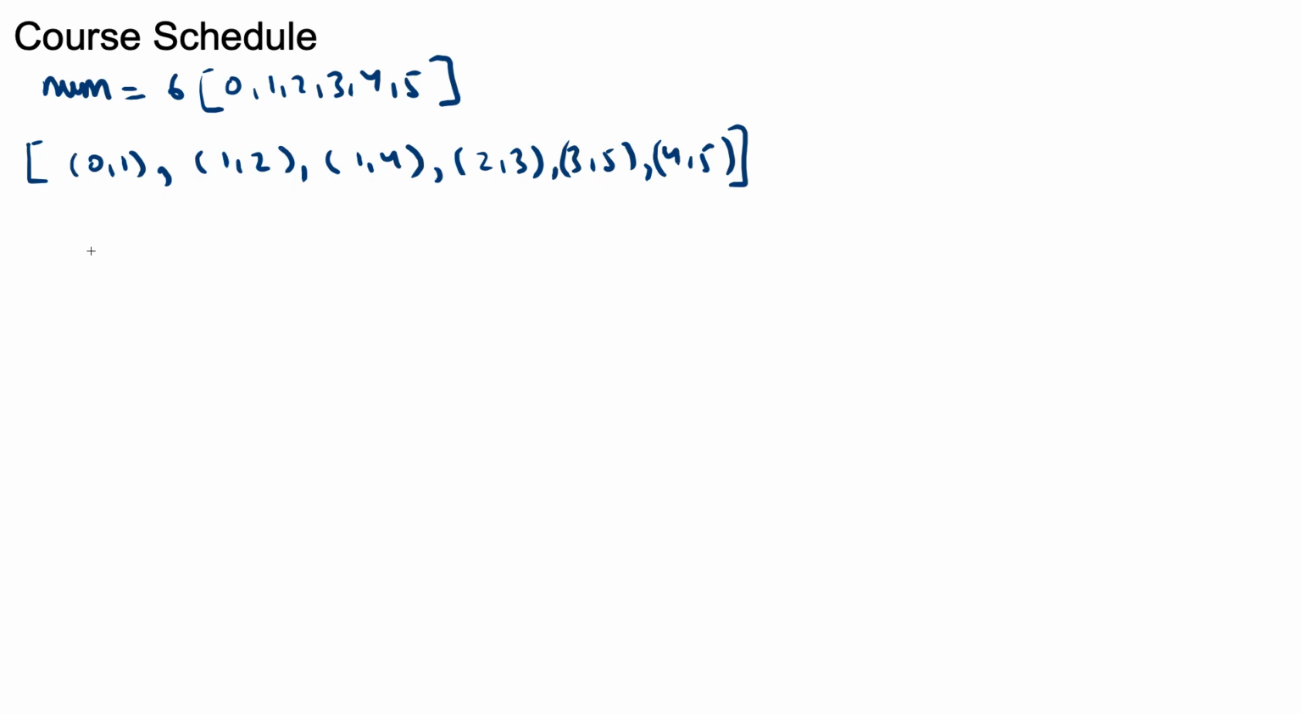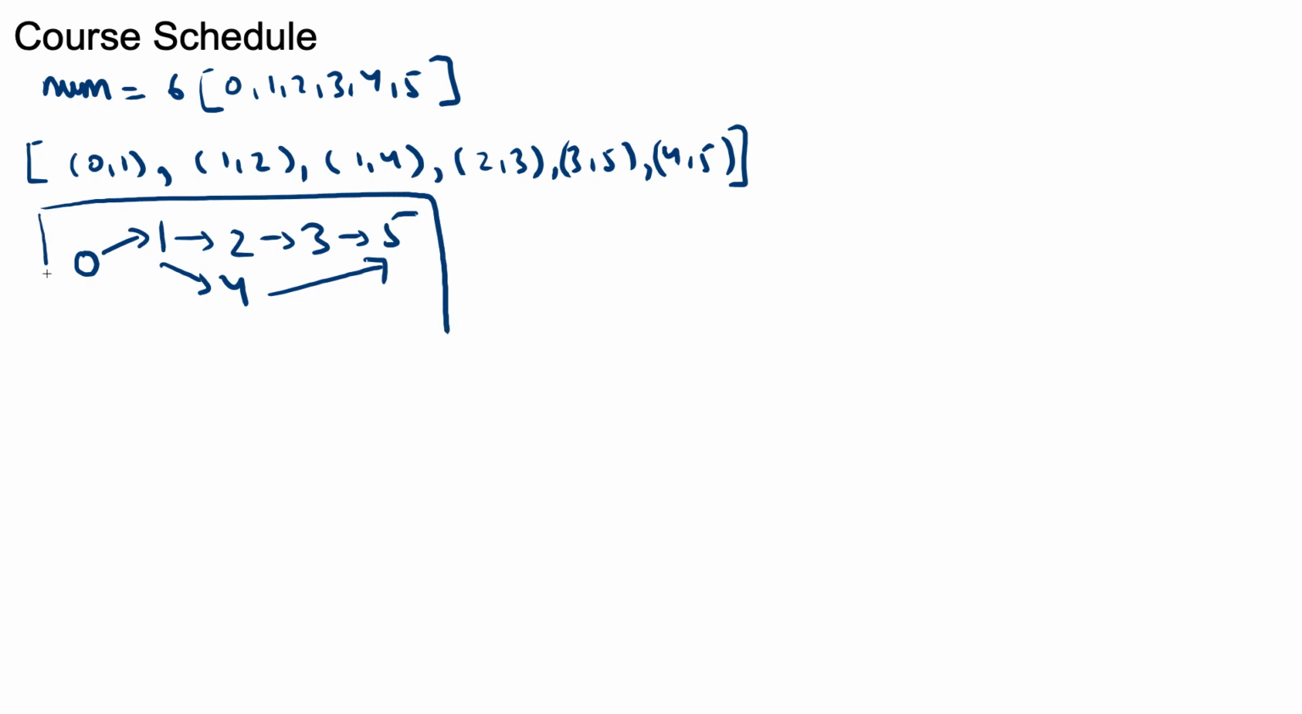Now let's first visualize how the graph will look for this particular case. So we have 0 which is dependent on 1, then we have 1 which is dependent on 2, and also 1 which is dependent on 4, then we have 2 dependent on 3, 3 is dependent on 5, and then 4 is dependent on 5. So this is the graph of this particular problem of the dependencies which we have.